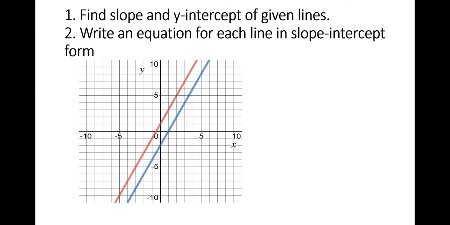Find the slope and y-intercept of the given line. Write an equation for each line in slope-intercept form. In this example, you can see we have a red and blue line. They're parallel to each other and they are the same distance apart from each other. They're not crossing each other. So for each line, we have to identify the slope, the rise over run, and the y-intercept where it crosses the y-axis. Then we put it in slope-intercept form.